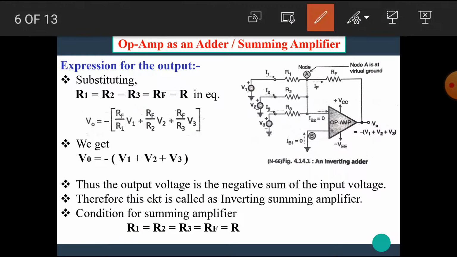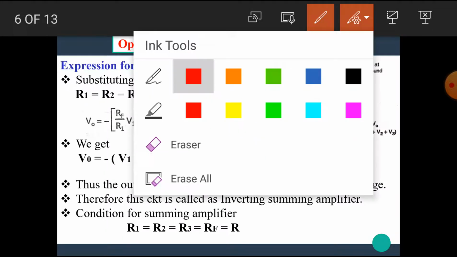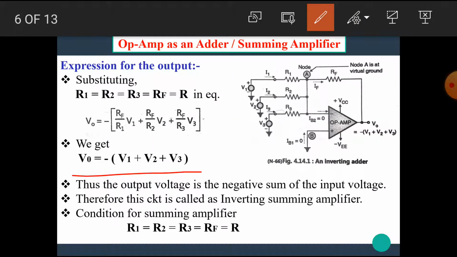Then we saw the op-amp as an adder or summing amplifier. Here in summing amplifier, the op-amp makes addition of its input signals. Hence the final expression of the summing amplifier is Vout is equal to minus (V1 plus V2 plus V3). Here negative sign indicates that the signal is given to the inverting terminal.